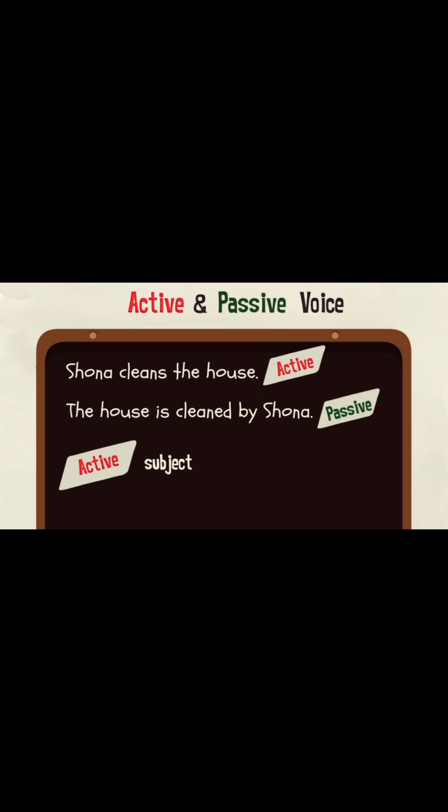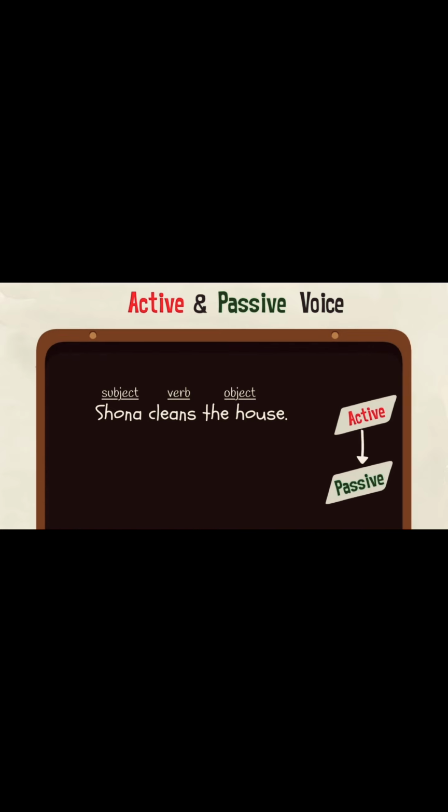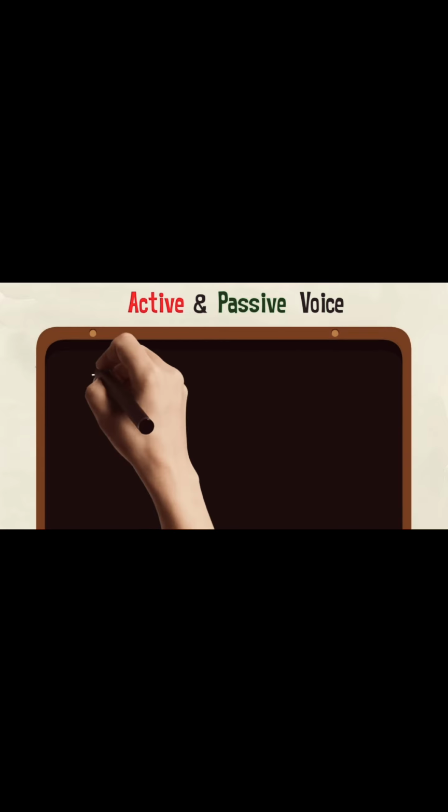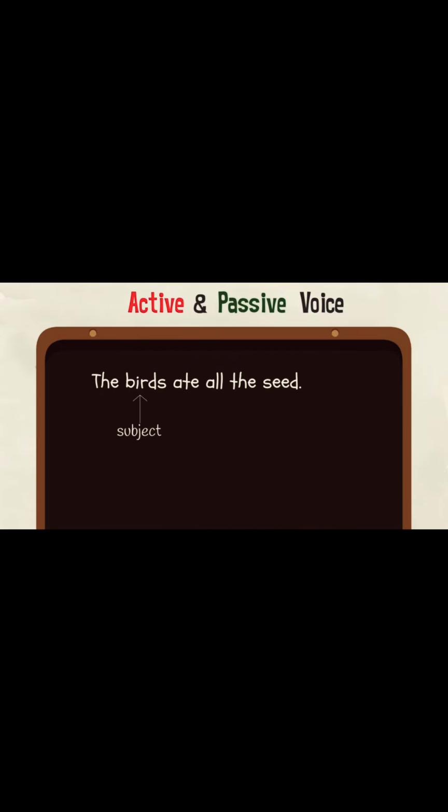In active voice, the subject of the sentence performs the action. In passive voice, the subject of the sentence receives the action. When we change from active voice to passive voice, the subject becomes the object, and the object becomes the subject. Let's take a look at another example. The birds ate all the seed. The subject of this sentence, the birds, is performing the action. The subject and the agent are the same. That means this sentence is active voice.